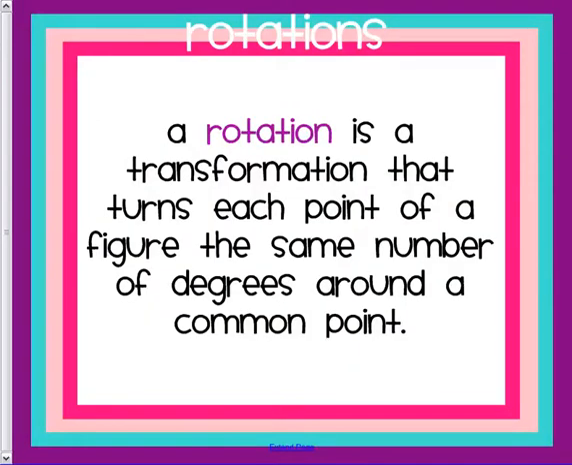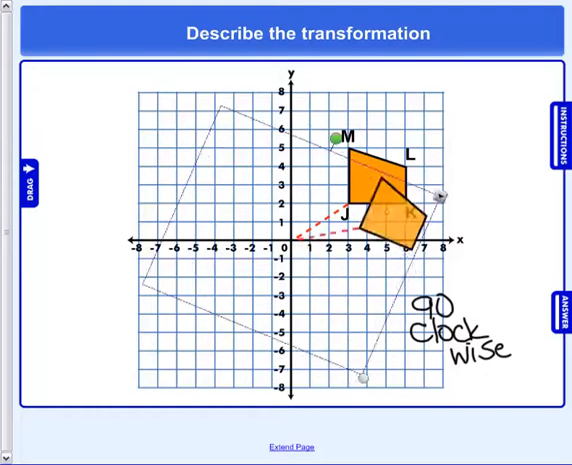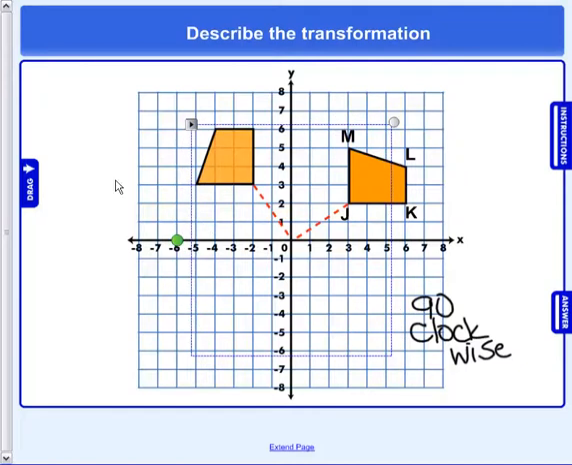Okay, so let's talk about rotations. A rotation is a transformation that turns each point of the figure the same number of degrees around a common point. So, for example, if I was rotating this one and I rotated it into this quadrant, I rotated it 90 degrees clockwise. If I rotated it this way, its image would have been rotated 90 degrees counterclockwise.